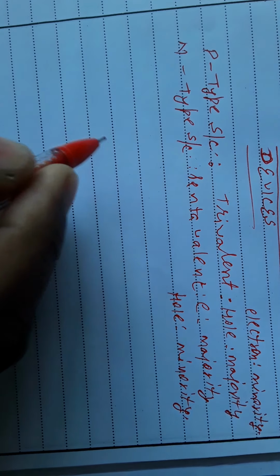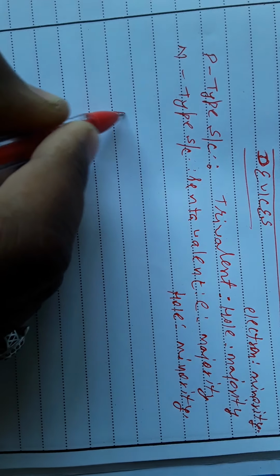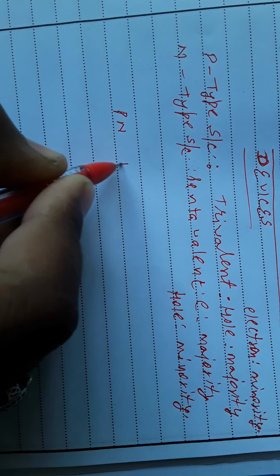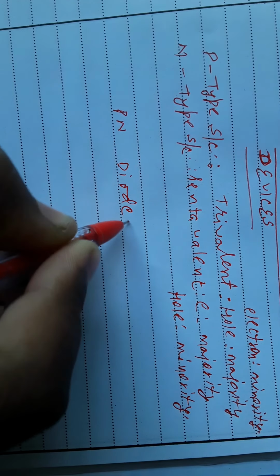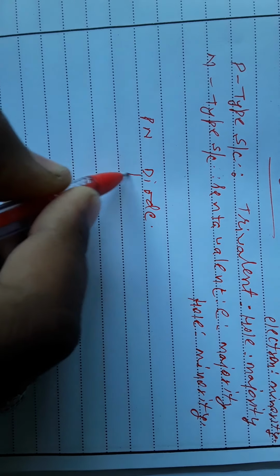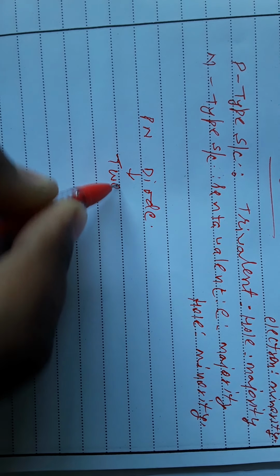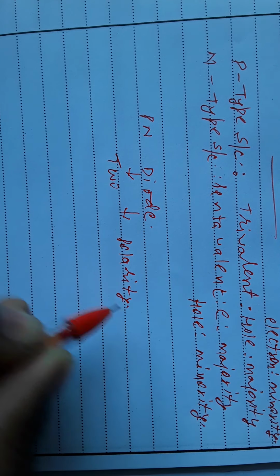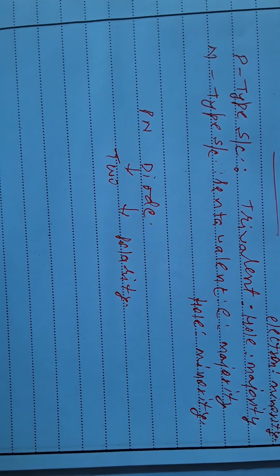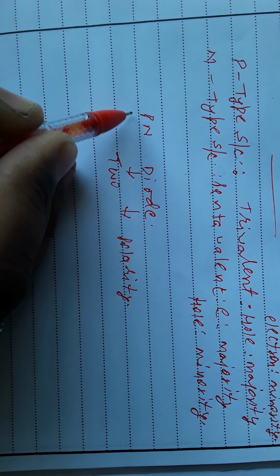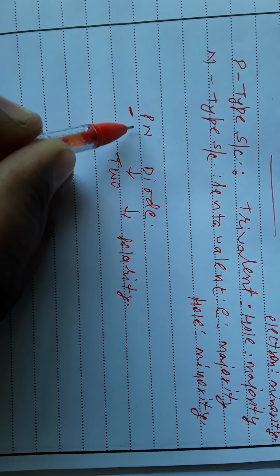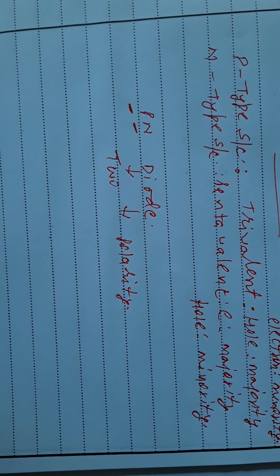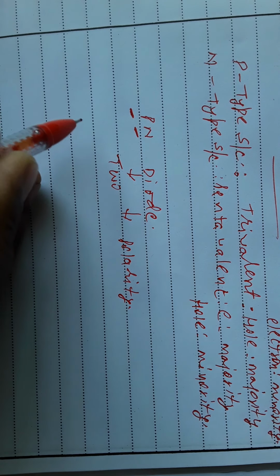Now, there is a formation of a PN diode or PN semiconductor. Diode: Di means two, ode means polarity, which has two polarity, that is called diode. So there are two types of polarity, that is called P and N. P is called positive, N is called negative here. How can we form a PN diode?